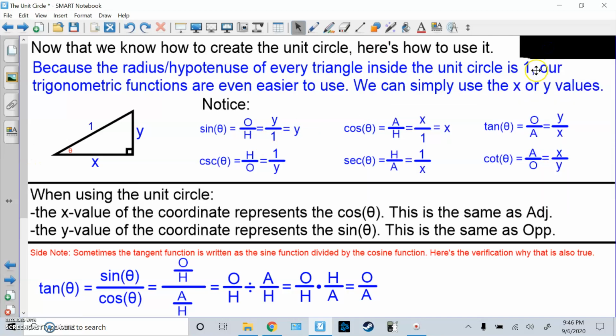Alright, so when using the unit circle, the x value of the coordinate represents the cosine value, the same as adjacent. The y value of the coordinate represents the sine value, which is the same as opposite. Then side note, sometimes the tangent function is written as sine divided by cosine. Here's the verification. I change their fractions, fraction divided by fraction, fraction multiplied by fraction, so it should be the same thing as right here.